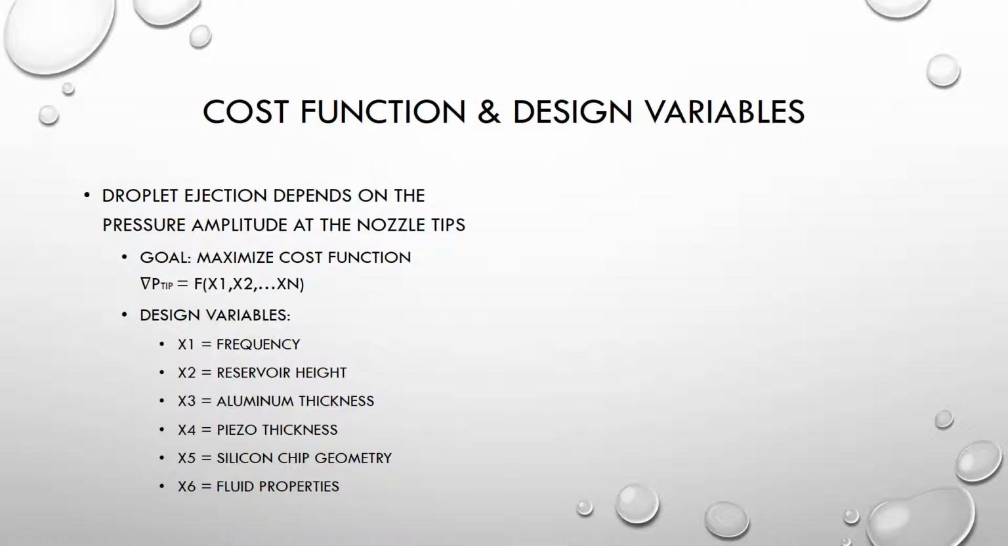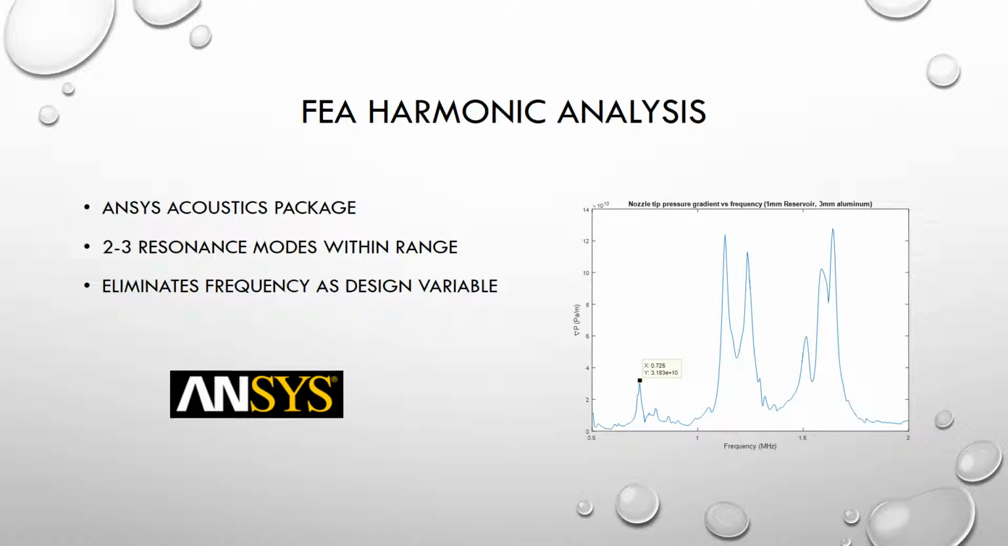So the cost function, the goal, is to maximize the average pressure gradient across the nozzle tips, and that depends on several design variables. But for the scope of this project, I will only be concentrating on optimizing the cost function with respect to frequency, reservoir height, and aluminum thickness. I'll be using ANSYS Mechanical, specifically the acoustic package, to simulate the device operation.